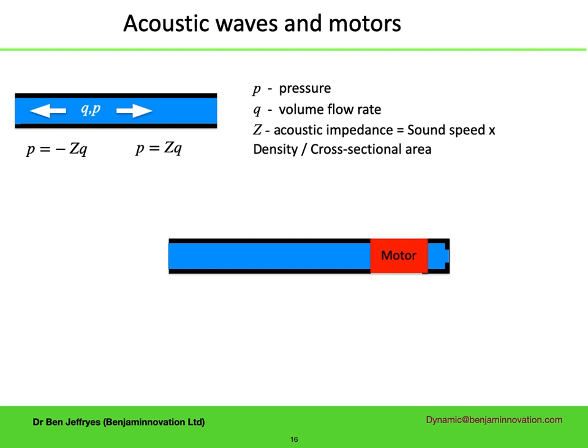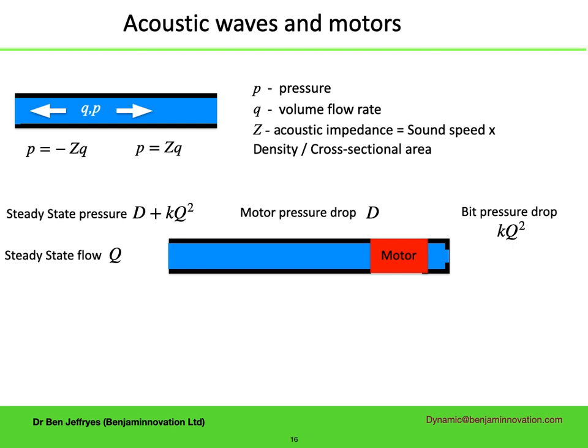Let's see what happens when there is pipe above a motor at the end of a drill string. Start with the situation before the transient. There is a steady-state flow rate, capital Q, and the pressure drop through the bit is proportional to Q squared, with proportionality K. There is also a pressure drop across the motor of D due to the load on the bit, giving a pressure drop through the whole system of D plus KQ squared.